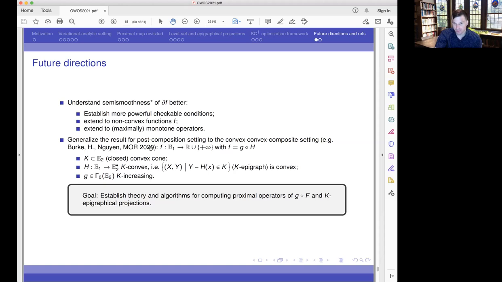We proved this result on post composition, and the setting was G composed psi, where psi is a closed proper convex function, and G is a scalar convex function. But of course, you can generalize this convex composite setting to where the inner function is not scalar valued but vector valued, and then you tap into the notion of K convexity, and can you basically execute the same computations and then get projections onto K epigraphs and K level sets? So that's something that we're working on right now.